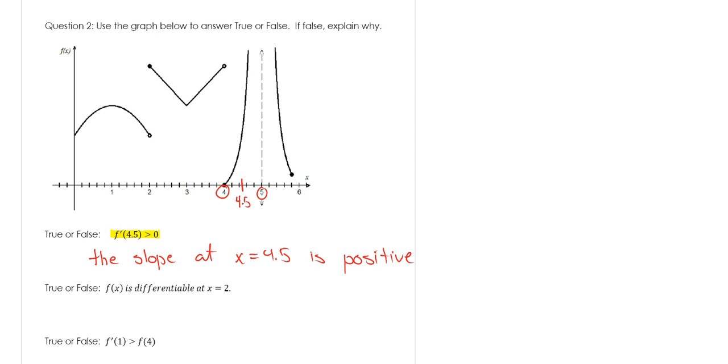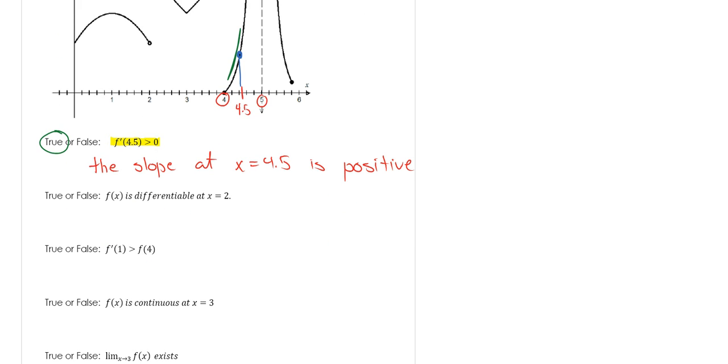And if I go straight up, here's my point right there. If I draw a tangent line right here, is that tangent line positive? And it is positive, so this answer will be true. So the slope at x equals 4.5 is positive. That is true. All right, the next part, true or false.